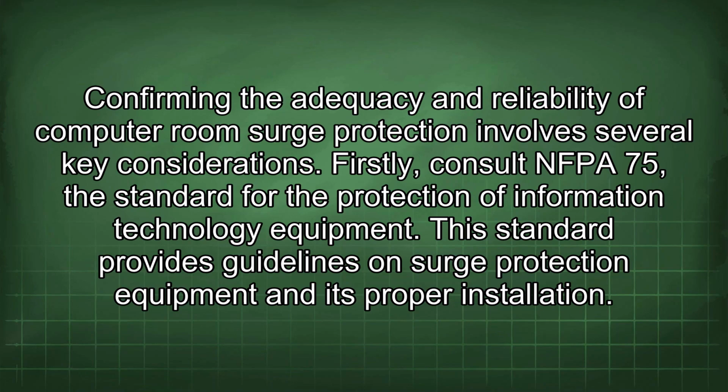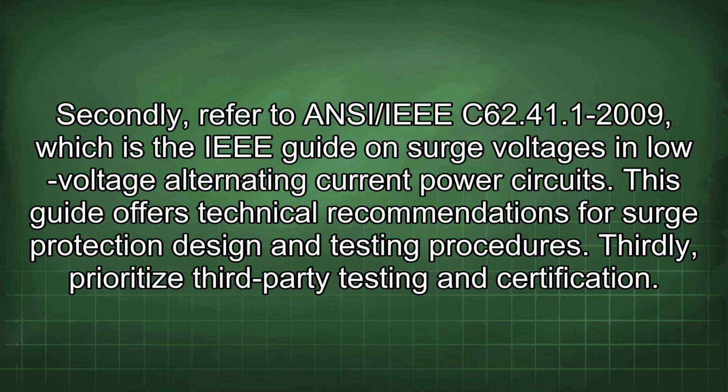Confirming the adequacy and reliability of computer room surge protection involves several key considerations. Firstly, consult NFPA 75, the standard for the protection of information technology equipment. This standard provides guidelines on surge protection equipment and its proper installation. Secondly, refer to ANSI/IEEE C62.41.1-2009, which is the IEEE guide on surge voltages and low voltage alternating current power circuits. This guide offers technical recommendations for surge protection design and testing procedures.